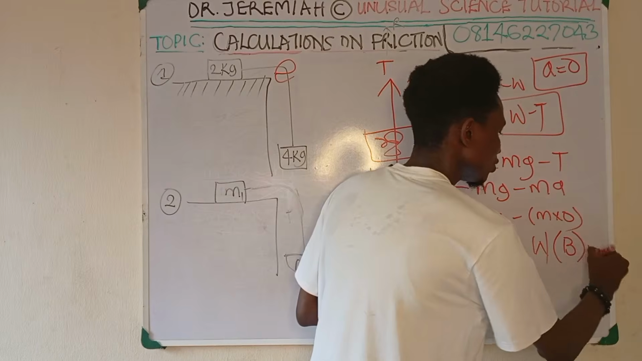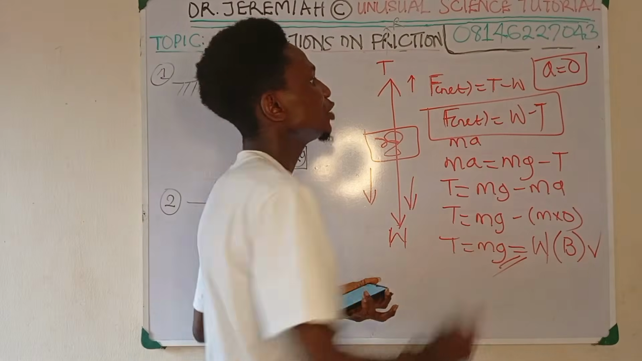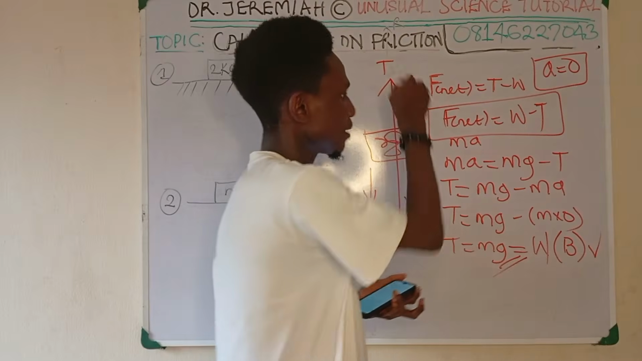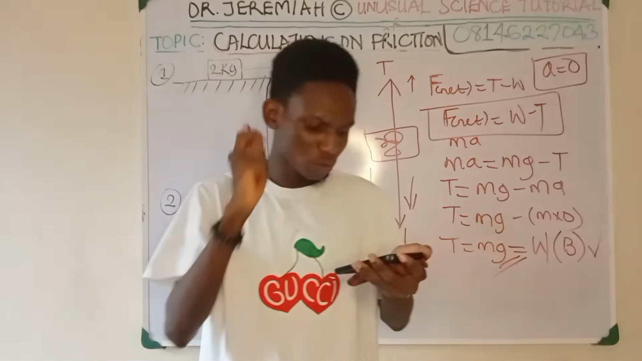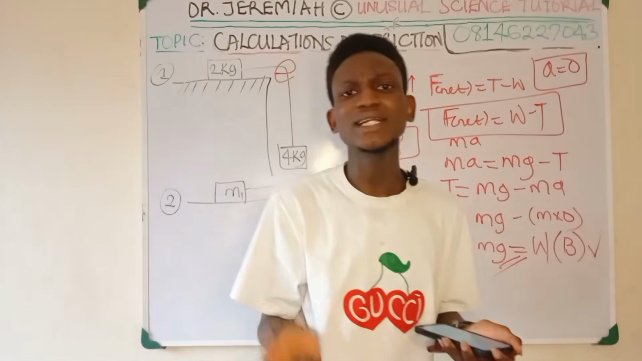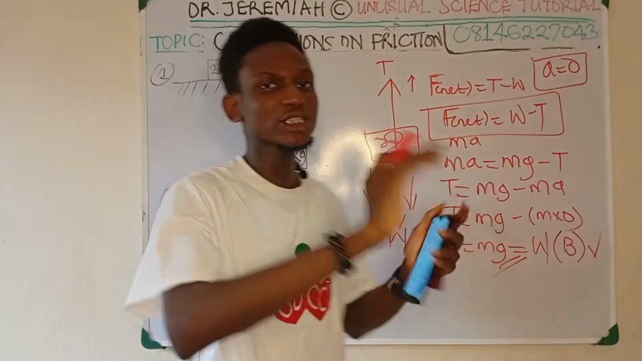Option B. You see, very, very simple stuff. Just know that okay, when the body is going up, use tension minus weight. When it's going down, use weight minus tension, and you are good to go. I think there's a past question like this, and there's another question like that. I can't remember the question now. Just look for questions on this. This is what you just need.